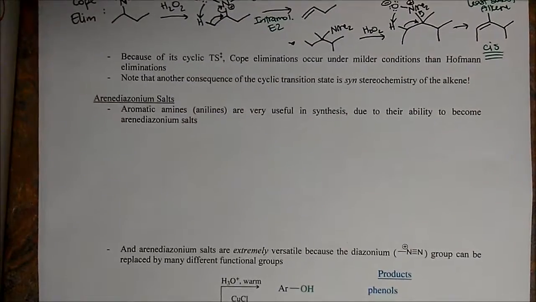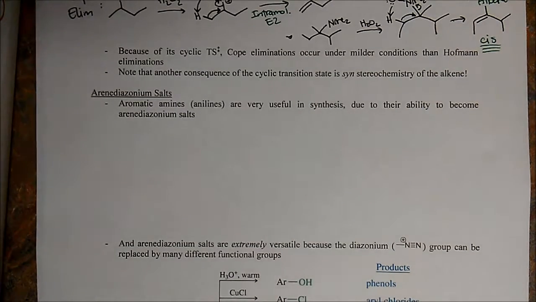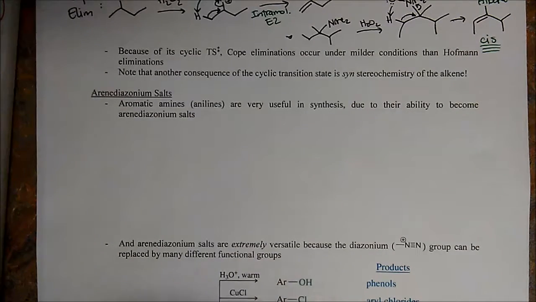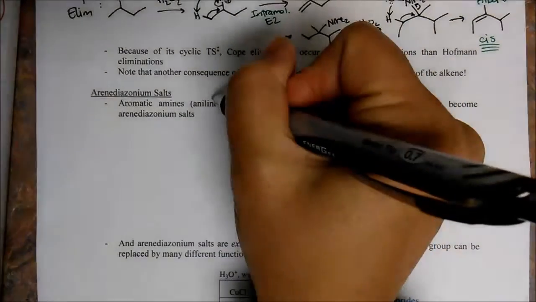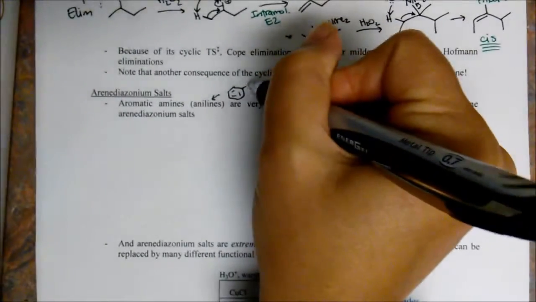Now I wanted to move on to arene diazonium salts. And these really could have been back when we learned about EAS and all those useful reactions. But this specifically deals with amines, and so it's here. And as it says here, aromatic amines are very useful in synthesis due to their ability to become arene diazonium salts. And what I mean by aromatic amines here are anilines, which look like this.